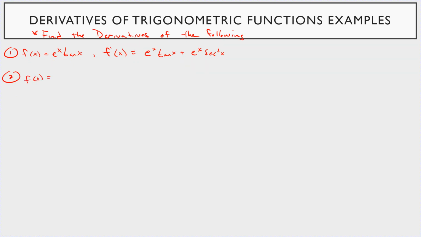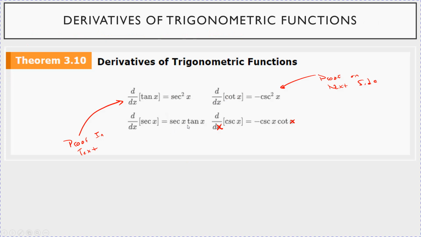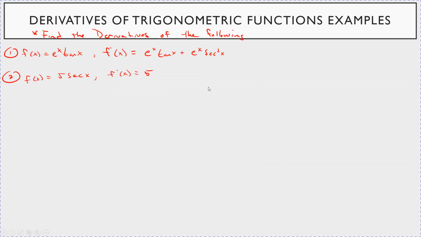And if I have f of x is equal to 5 times secant of x, well, constant multiple rule, so the 5 just stays. And the derivative of secant of x is just secant of x tangent of x. So again, look, all this really is just following the formulas, right?